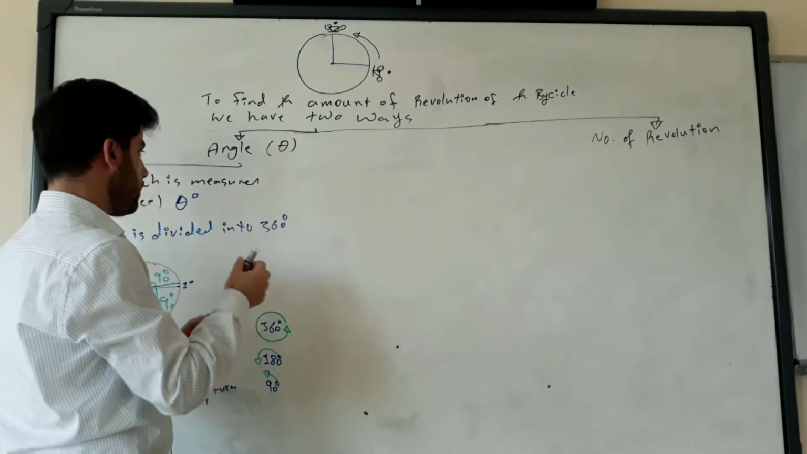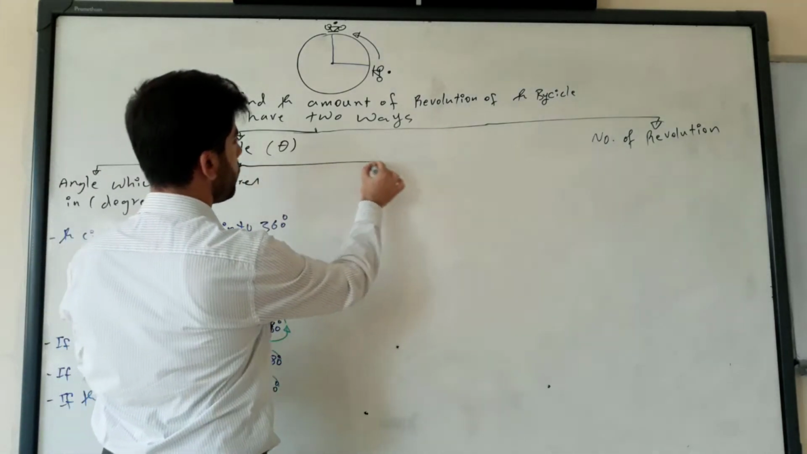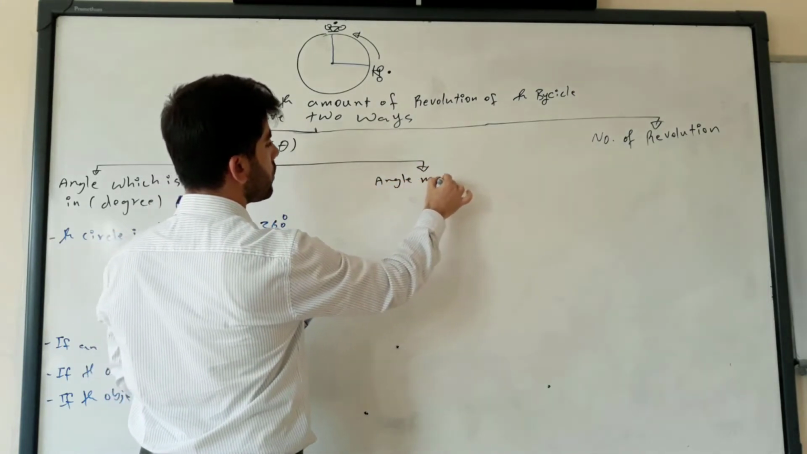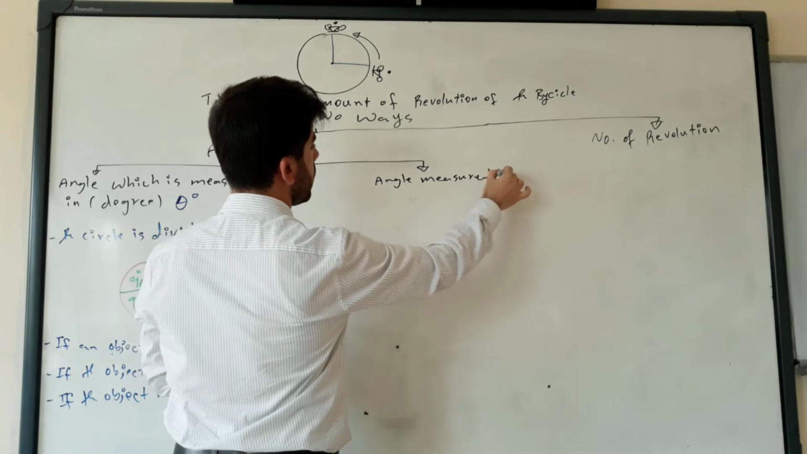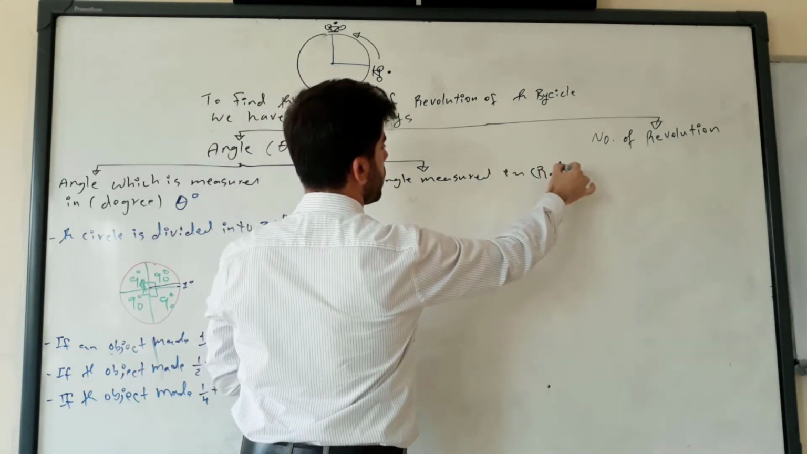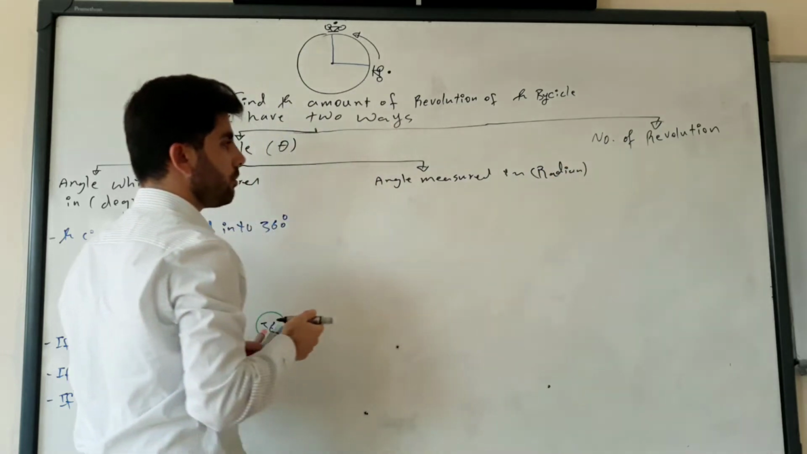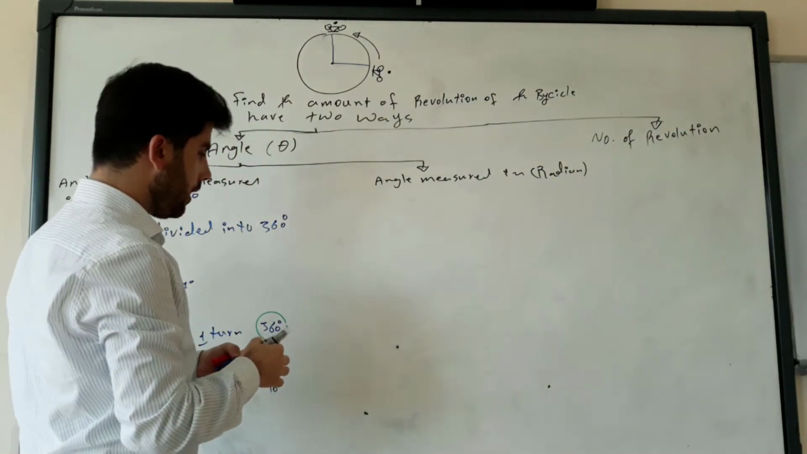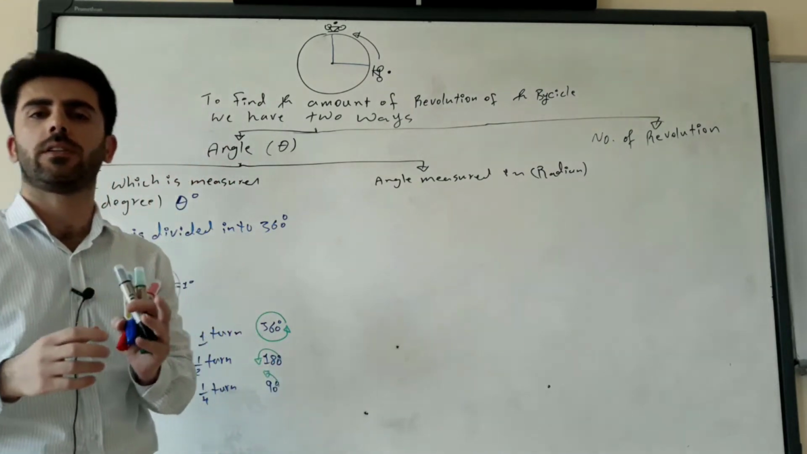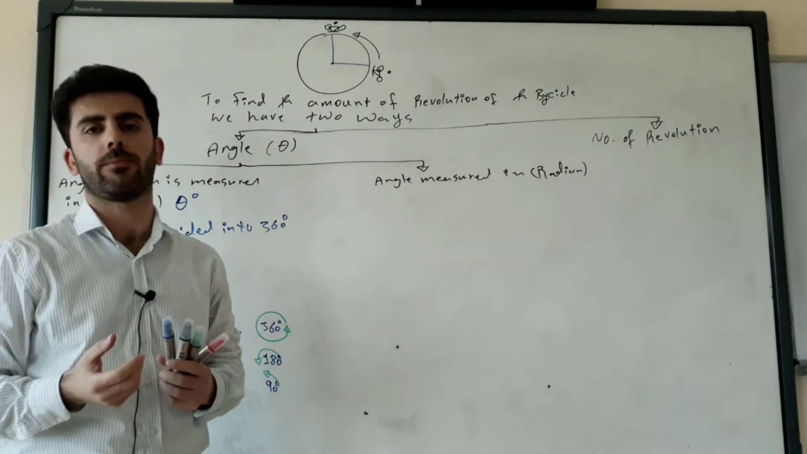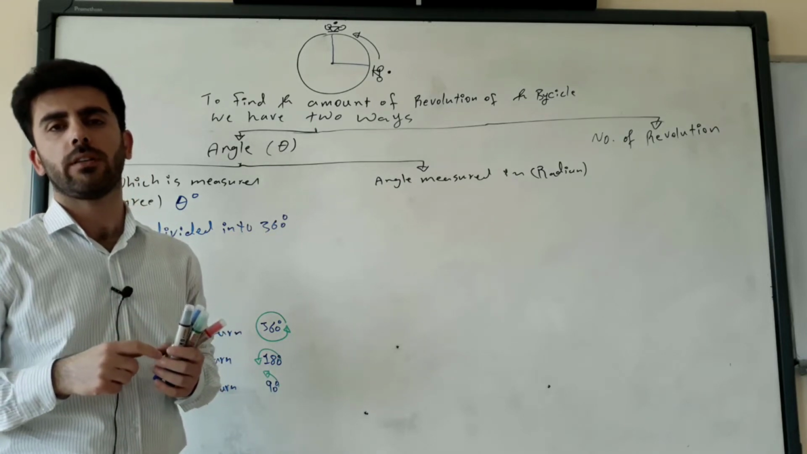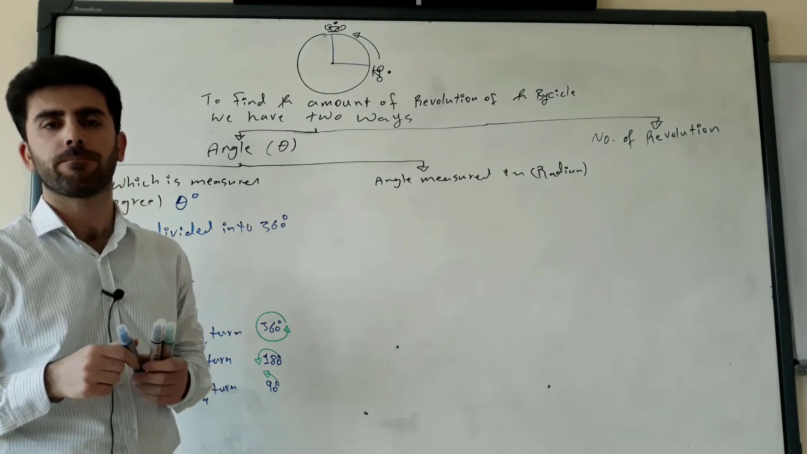The other type of angle that we use is called angle measured in radian. We have another angle which is measured in radian. Guys, here we do not divide the circle into 360 degrees or something like that. Here we have an equation to find the angle in radian, okay?